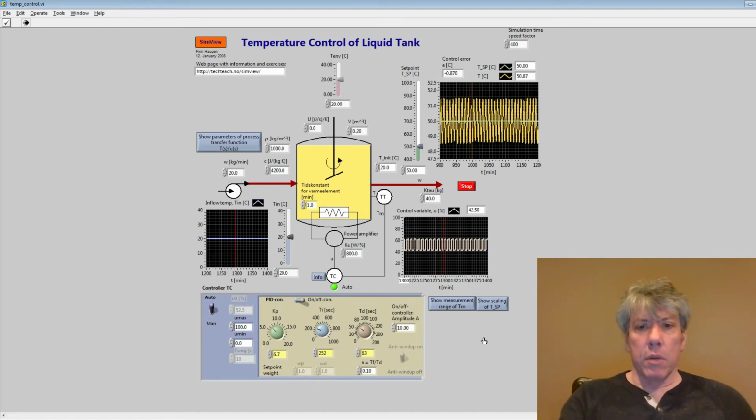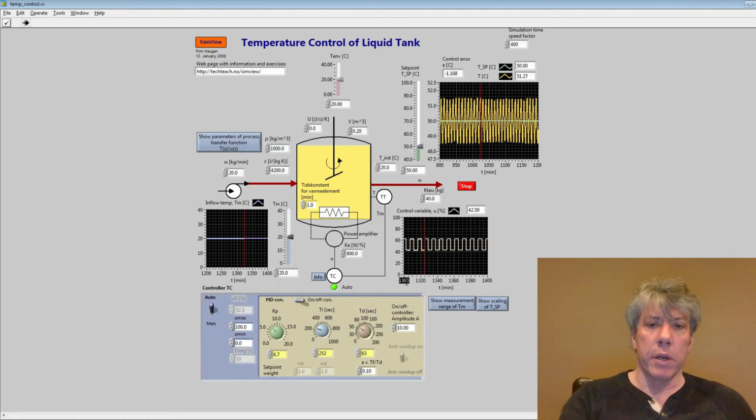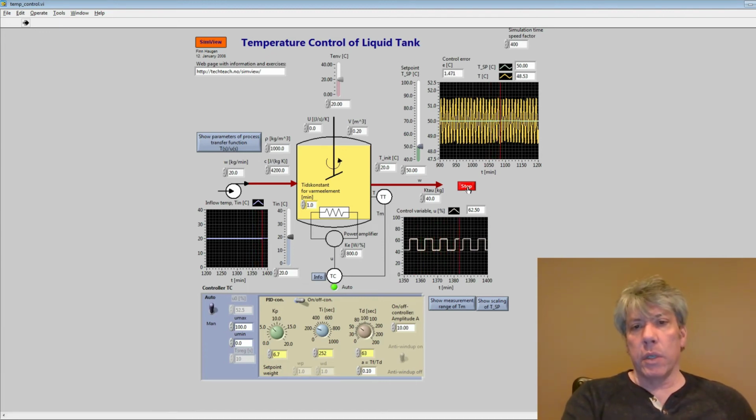But let's see, red line over the halfway mark, go to 1300. There we go. Now I can see the control variable much better. 1350. I'll just go one more. Yeah, that's pretty good. And then I will stop the simulation.